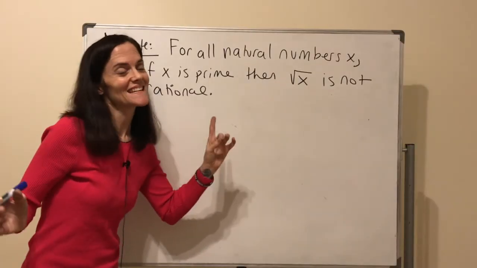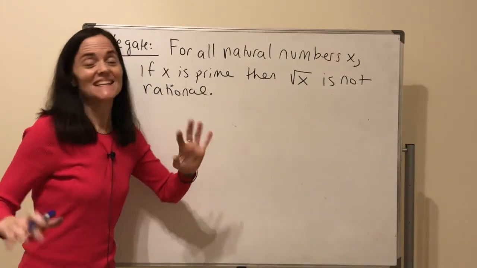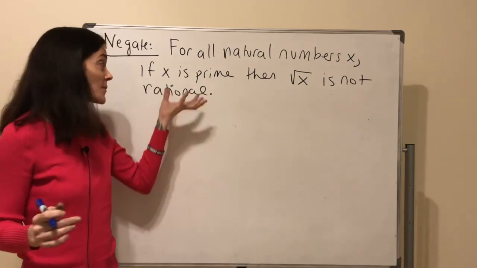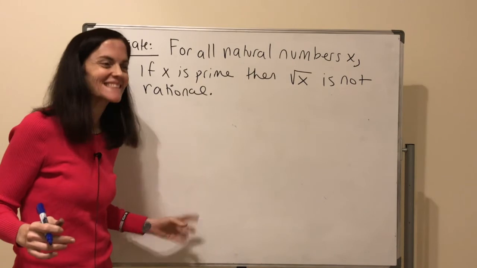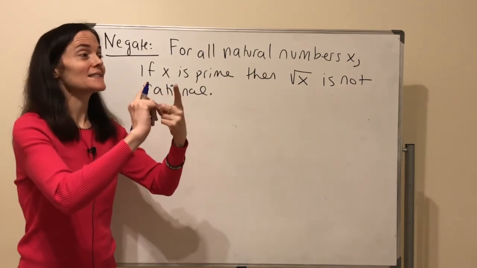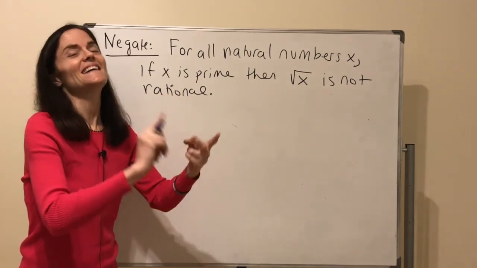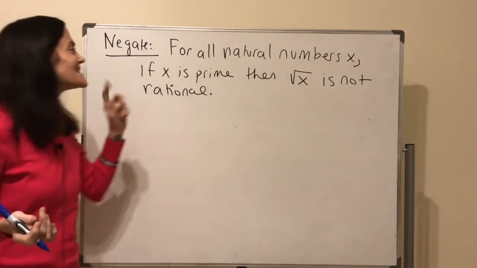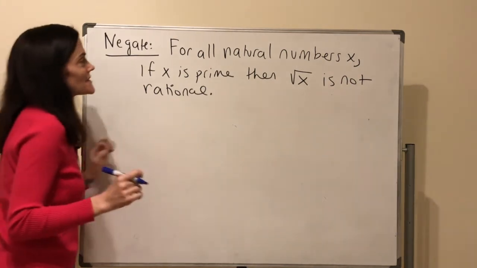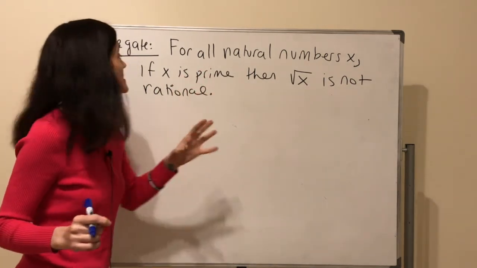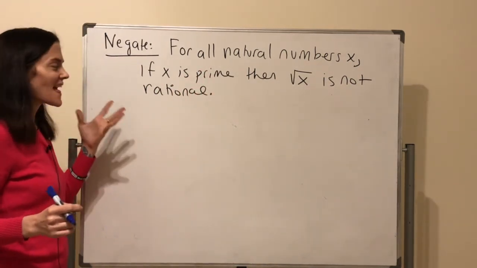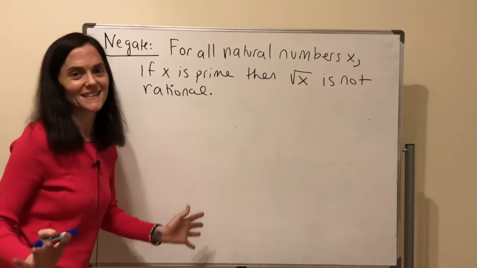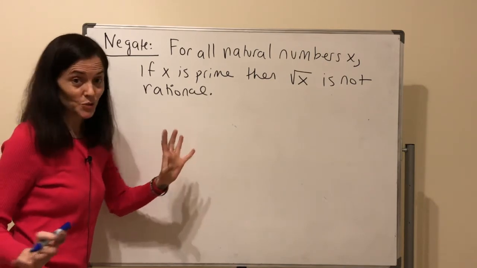Here's my last example, negating. It is a great one to do at the end because we get to practice going from words to symbols, back to words, but also we will practice negating a quantifier, negating an implication, and these are all things we have discussed today. So the statement is, for all natural numbers x, if x is prime, then square root of x is not rational. As a comment, I will just say this is true.